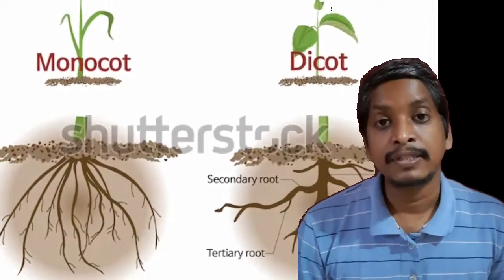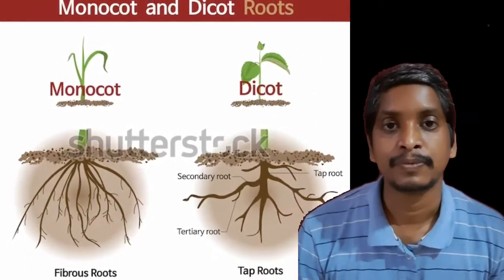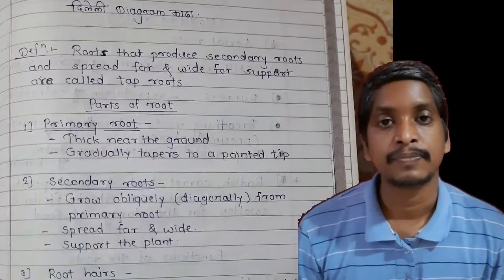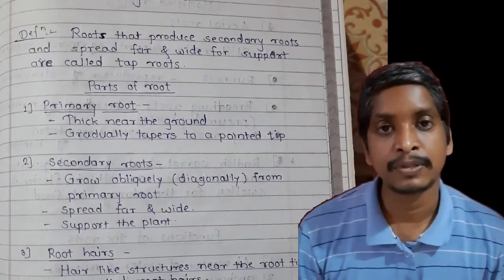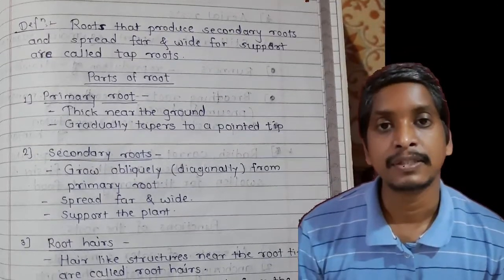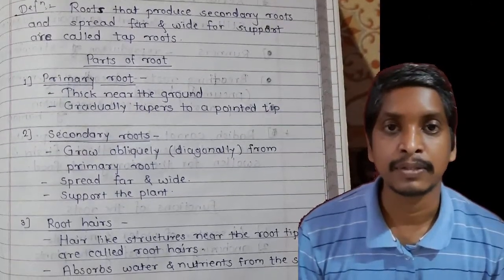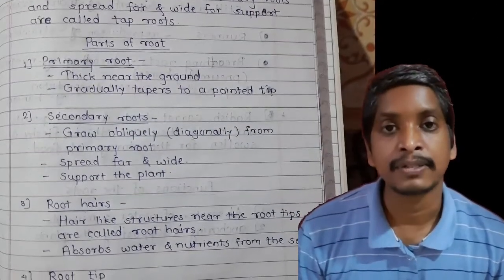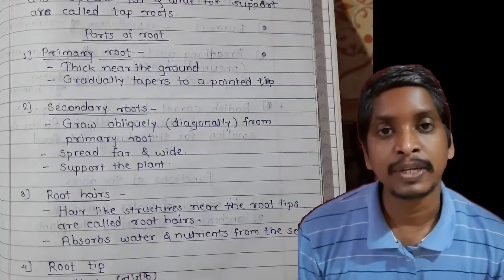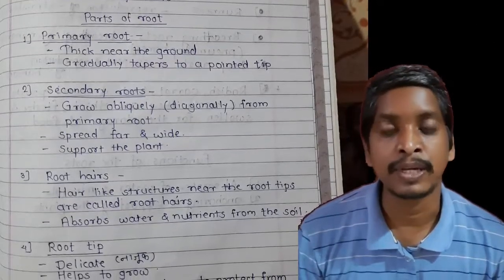Now we will study the parts of the taproot. The main parts of this taproot are the primary root, which is the main root, and secondary roots, which grow obliquely or diagonally from the primary root and give support to the plant. Then the root hairs: the hair-like fibers on the root are called root hairs. Root hairs absorb water and nutrients from the soil.